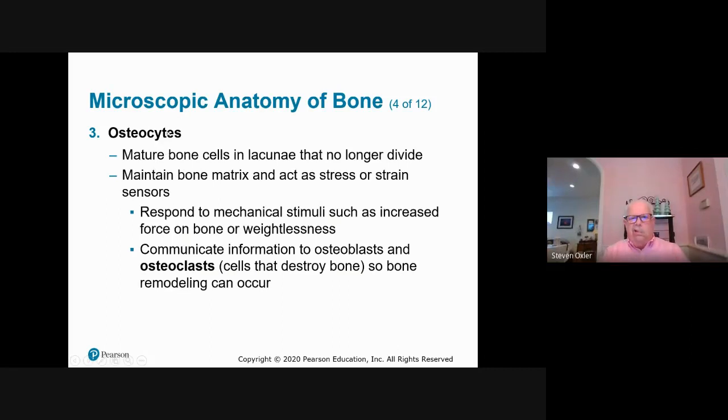Osteocytes. When you see the word cyte, you should think of maintaining. So osteoblasts build, osteocytes maintain. These are mature bone cells that no longer divide. They live in the cavities, the lacunae of bone. They maintain the bone matrix. Osteocytes.